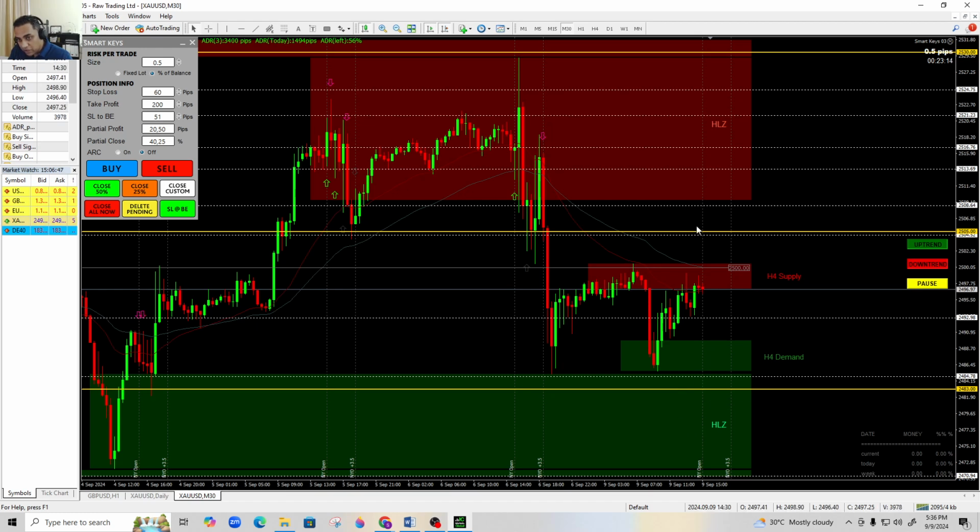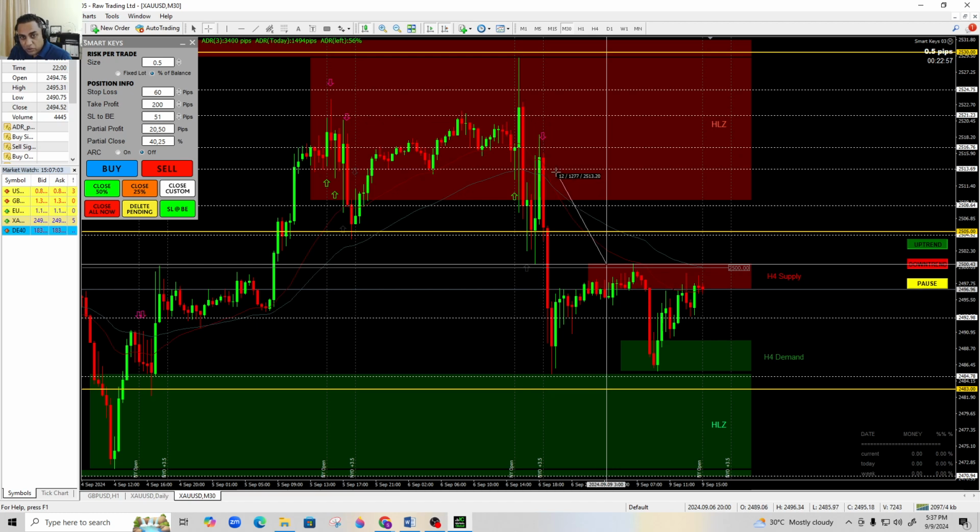So there is no space, unlike here. Here there is a difference. You can see the price breaks up here, pulls back, there is space. There's a clean space here, right? And this clean space is almost about 90 pips to the supply zone.